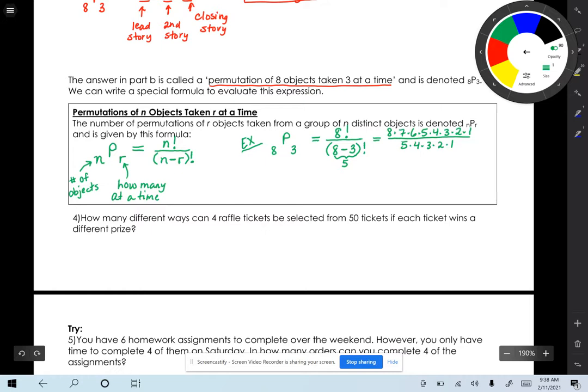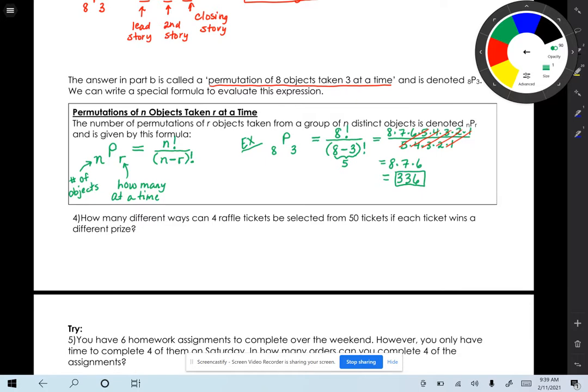And at this point, you should probably ask yourself, I don't want to multiply all that out, but you don't have to. Here's the beautiful part. Starting with 5s, things cancel. So all you're doing is multiplying 8 times 7 times 6, which is what we did on number 3b. So the answer is 8 times 7 times 6, which is 336. Okay.